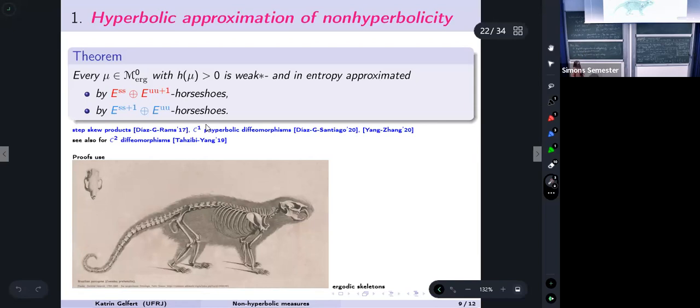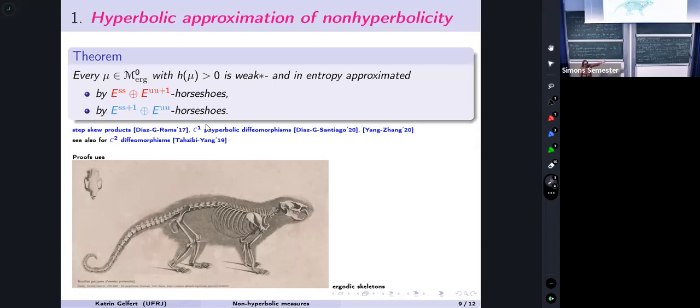And let me mention some of the results that we obtained in this direction. As I said already, if for any measure there is an ergodic measure which is non-hyperbolic, then you can weak-star and in entropy approximate this measure. I didn't write a full theorem with lots of quantifiers, but what I mean is that there is a sequence of horseshoes whose topological entropy is close to the entropy of the measure you start with, and that any Lyapunov exponent of a measure supported on each of these horseshoes is close to zero.